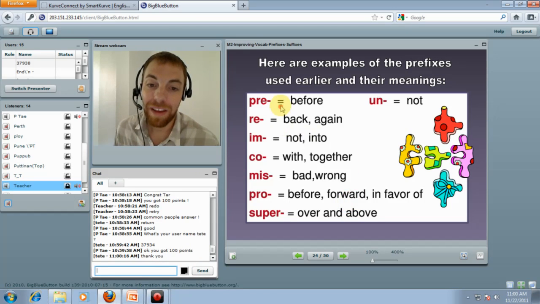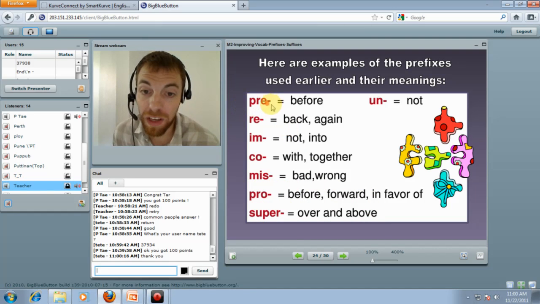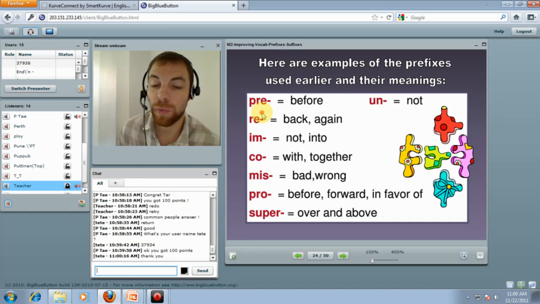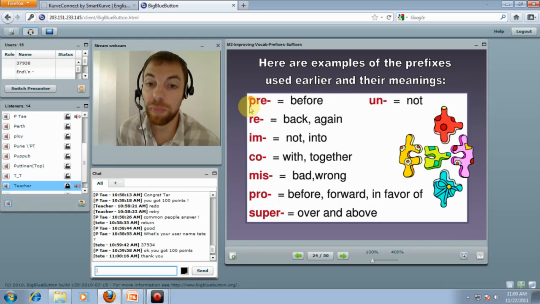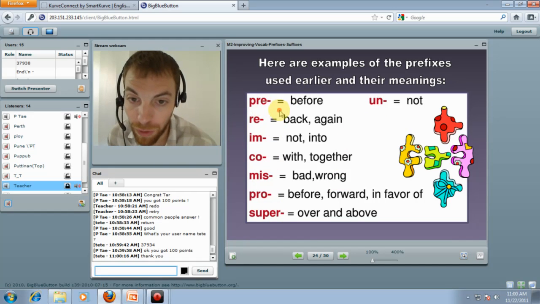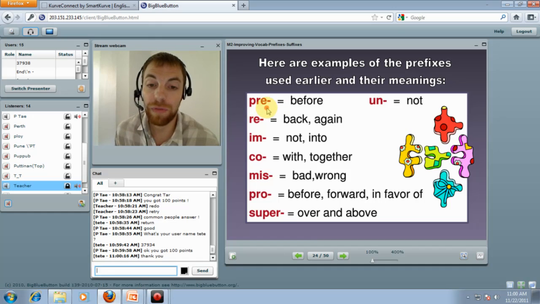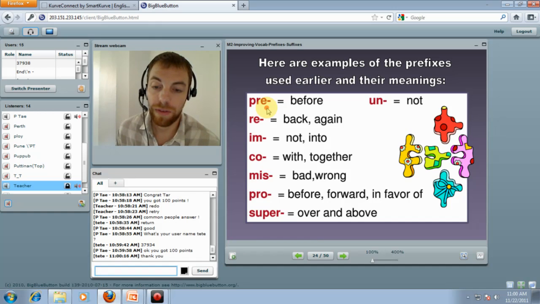Alright, so these are some of the most common prefixes. You will see them a lot. So it is important to try and learn these prefixes. Learn the meaning. Now remember, pre is not a word. It is only a part of a word. So these are not words, only prefixes. And you see pre is a prefix as well. Okay, good.